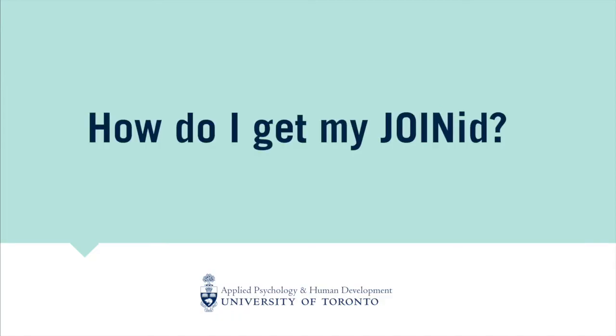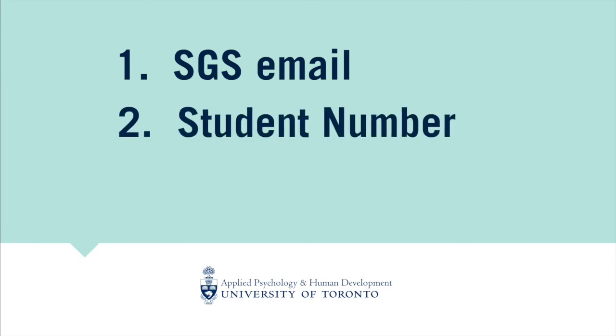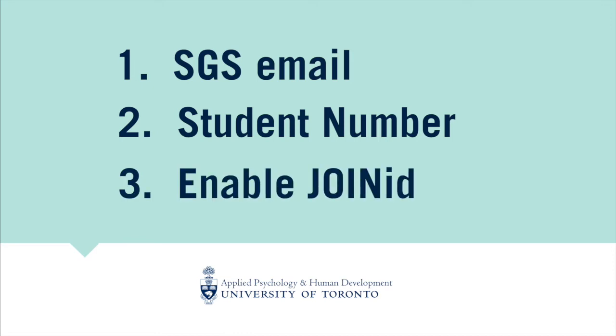Now I'll show you how to get your Join ID. To access and activate your Join ID, there are 3 steps. First, find the email sent by SGS that contains your Join ID. Next, you'll need to find your student number. And lastly, enable and activate your Join ID.